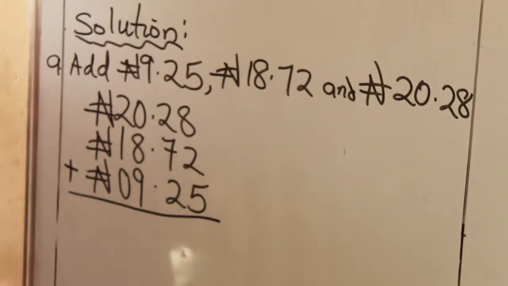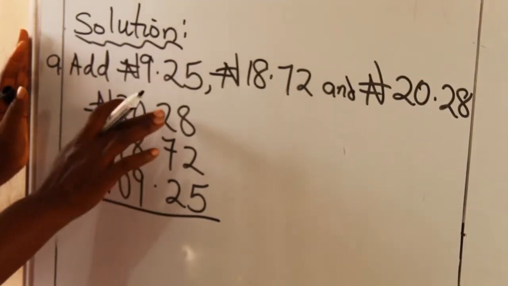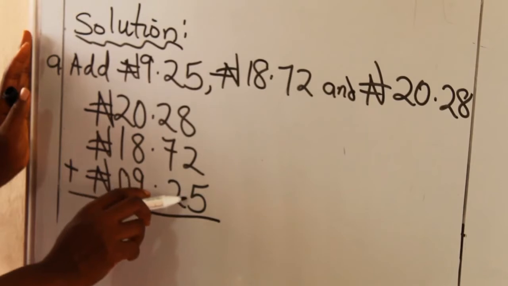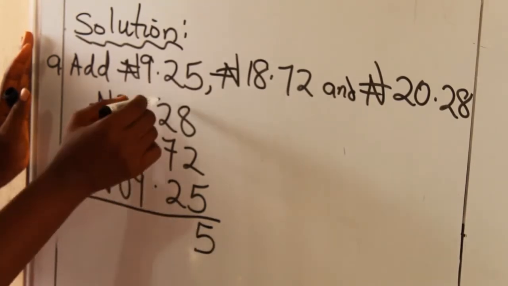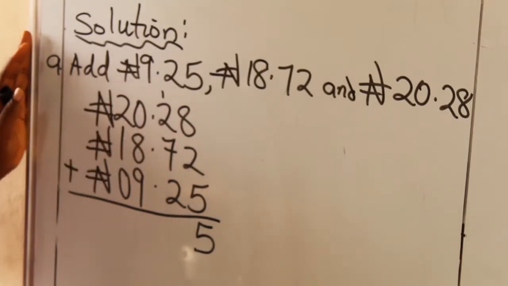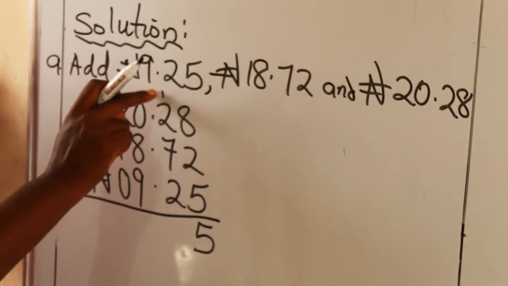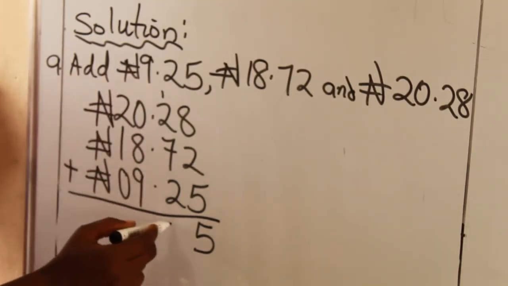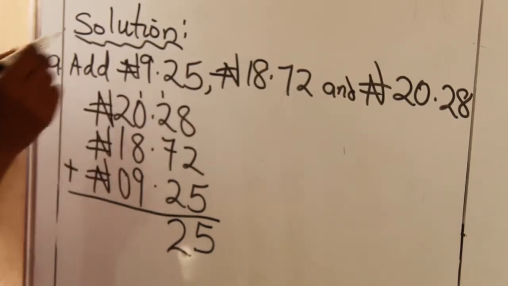We said addition. So you place your addition sign. We add 8 plus 2 is what? 10. 10 plus 5 will give us 15. Write 5 and carry 1. 7 plus 2, 9. 9 plus that 1 is 10. 10 plus 2 will give us 12. You write 2 and carry 1. Move it to this side.